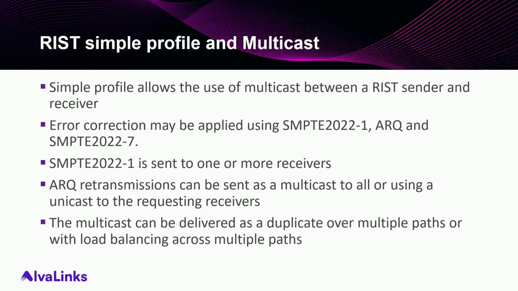SMPTE 2022-1 FEC packets are sent to one or more receivers using multicast. ARQ retransmissions can be sent as a multicast to all, or as unicast to the receivers that need that recovery. That is selectable by the user. The multicast can be delivered as a duplicate over multiple paths, or with load balancing across multiple paths. And we demonstrated that in the RIST activity group in multiple demos doing exactly that with the simple profile.